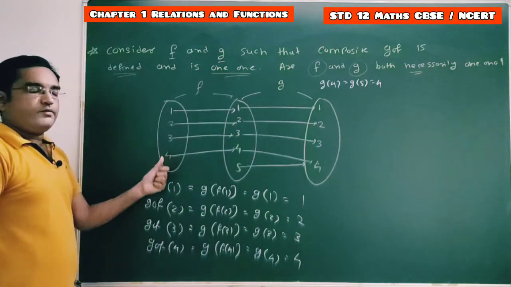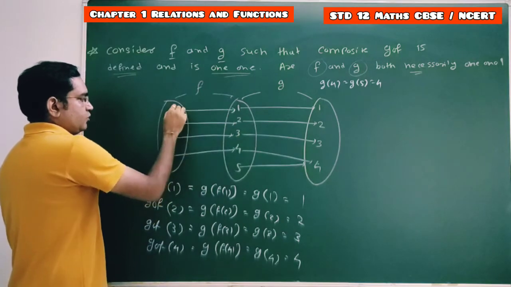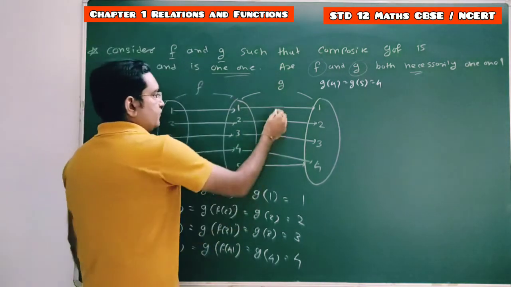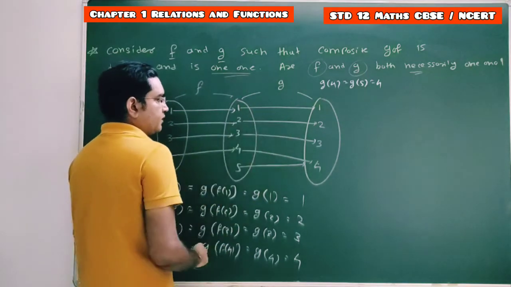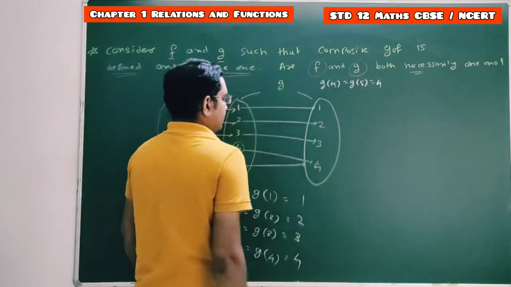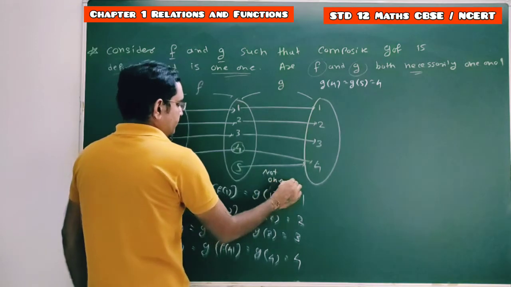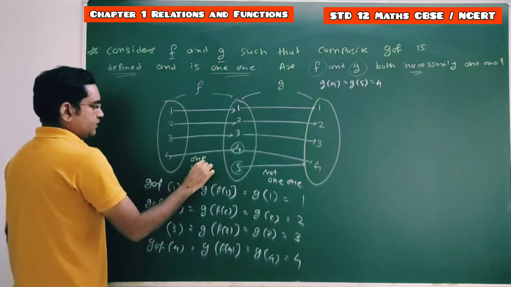So function f is a 1-1 function. That means all the elements in the domain have unique and distinct images, while for this function g, every element has a unique image but not distinct, because these two elements have the same image. So this is not a 1-1 function. This is a 1-1 function.